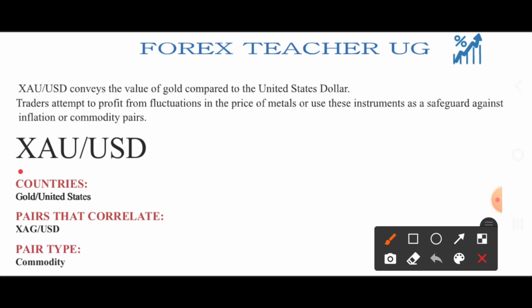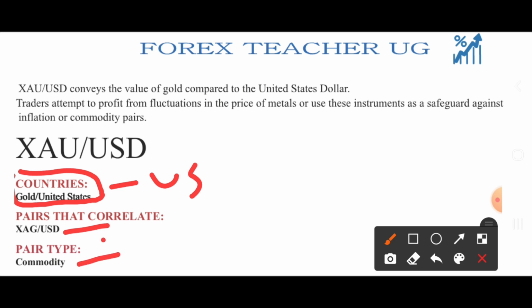So now the countries of this, it's the United States dollar, of course. United States, sorry, that is the gold, which is pairing, and it normally pairs to the dollar and also the euro. Of recent it has been pairing to the euro. So this is the pair, and the pair type is commodity, and it's a very good currency to trade, it's profitable, but you should be very keen because it's highly volatile.